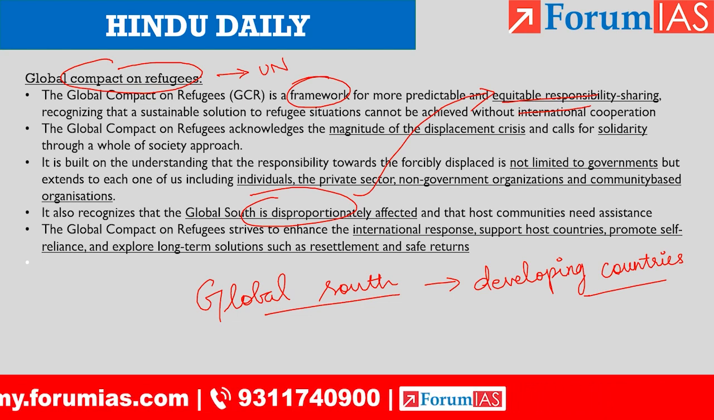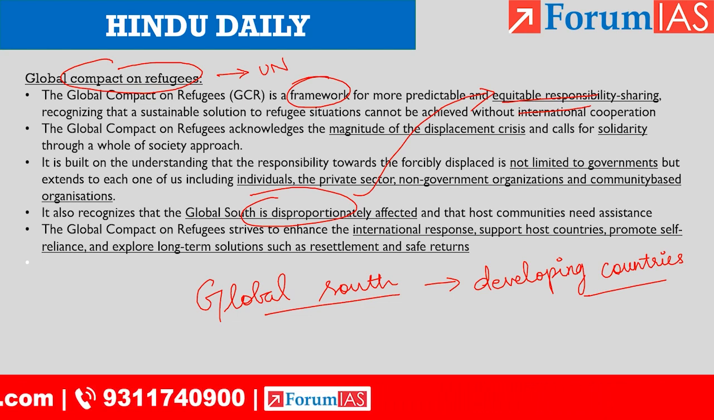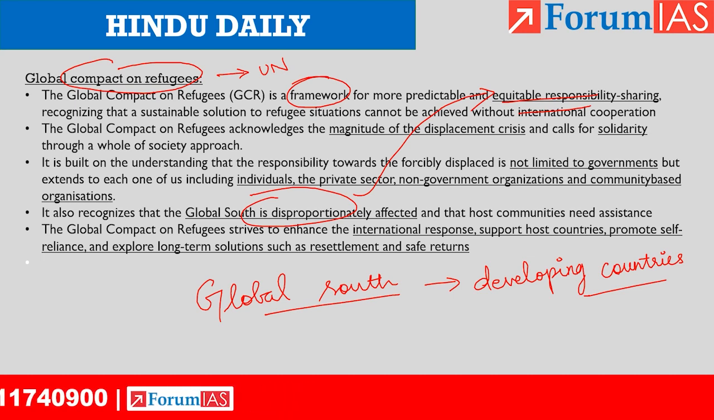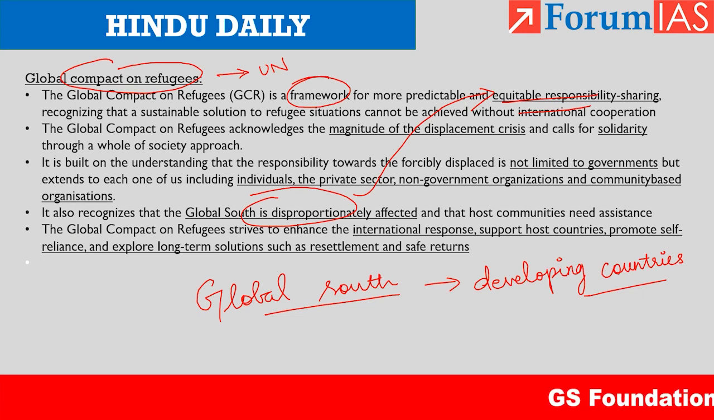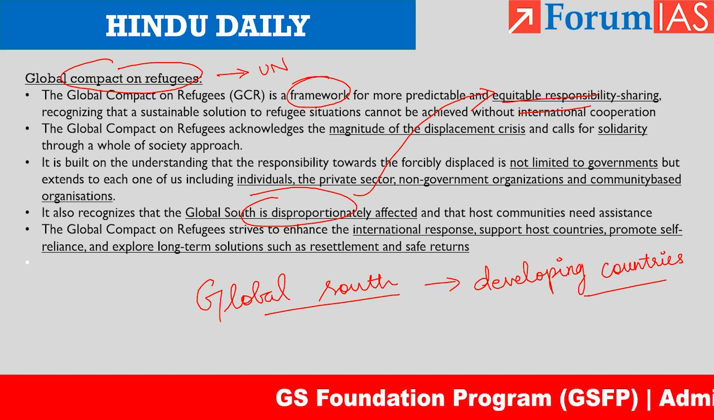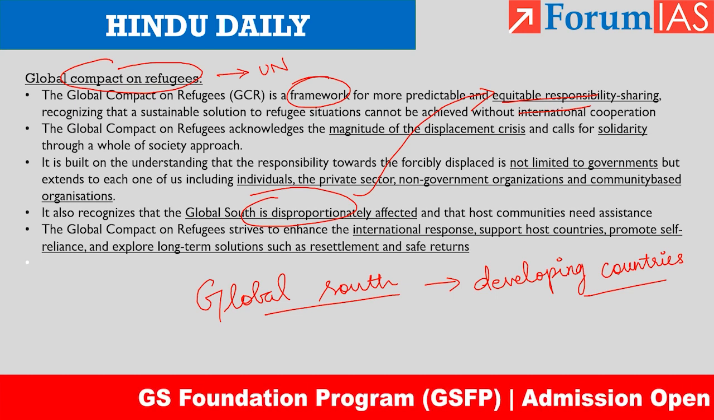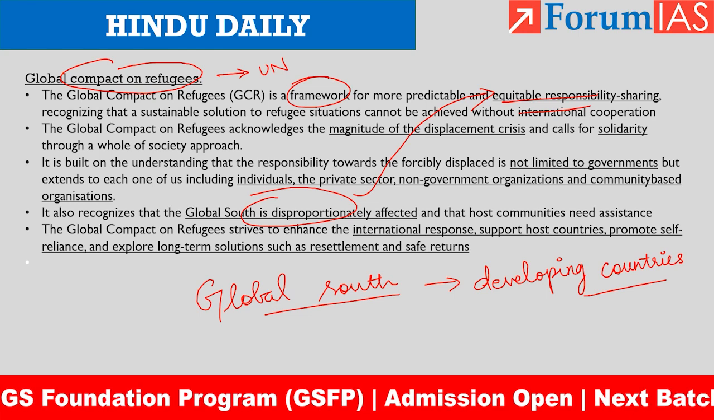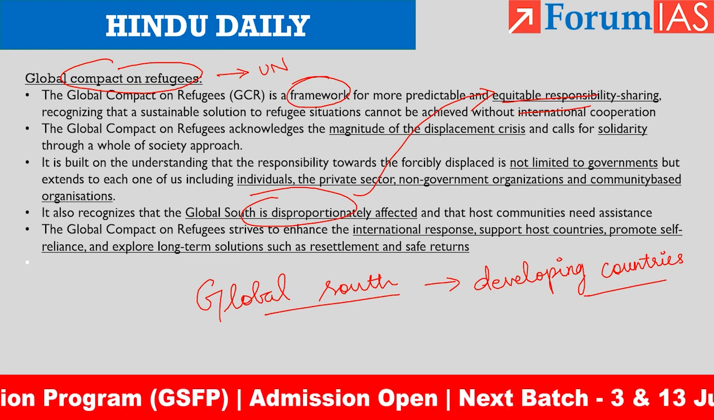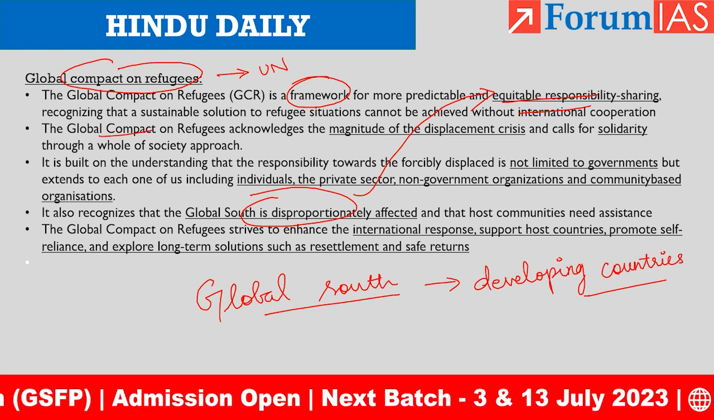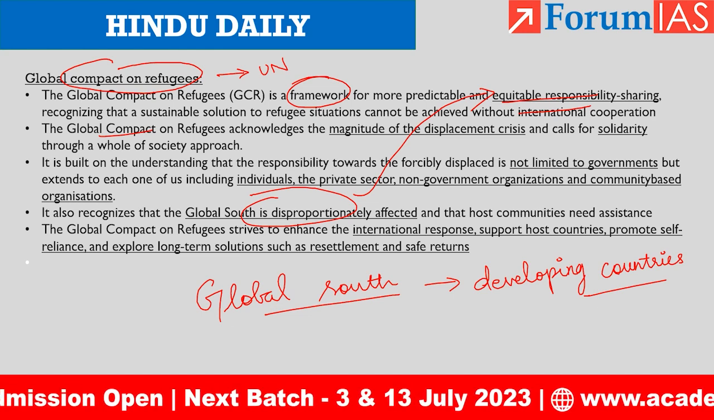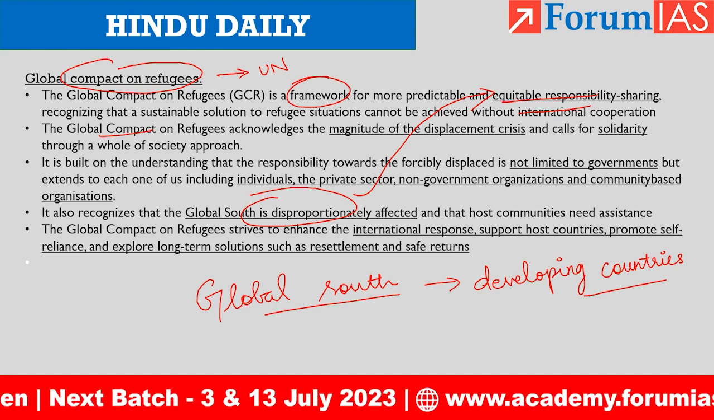Already the countries in the Global South are facing a resource crunch. That's what I was also telling when I started out with this article. India already has a resource crunch. On top of that, we have refugees. So in this context, this equitable responsibility sharing becomes important. This Global Compact is an official framework, and it also acknowledges the scale of the problem.